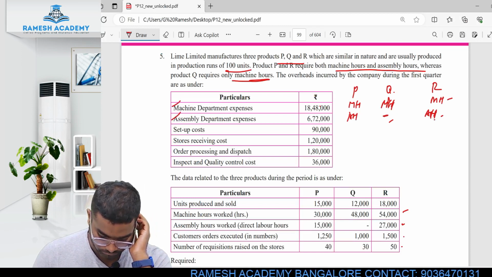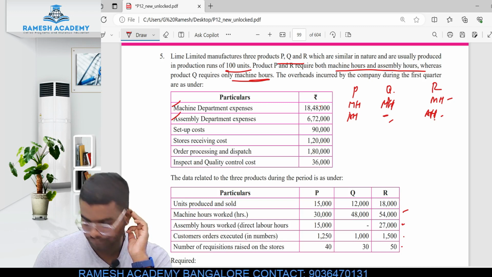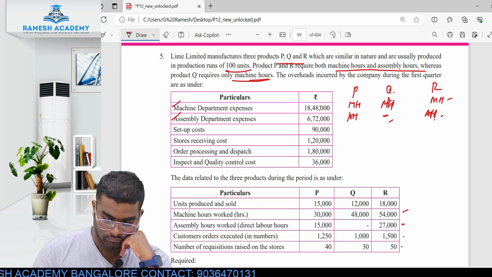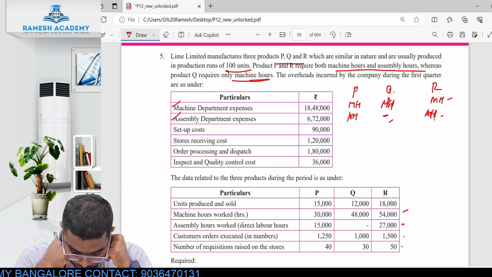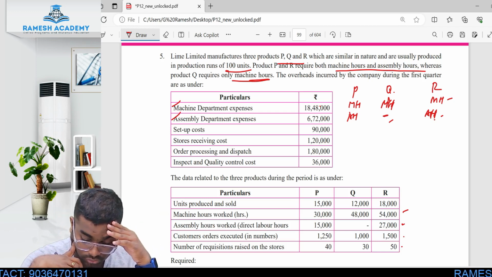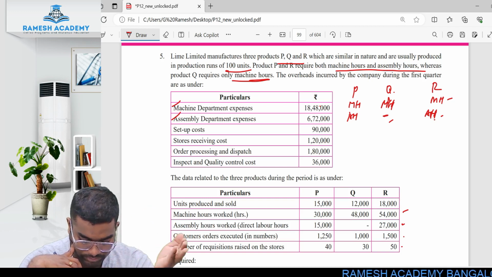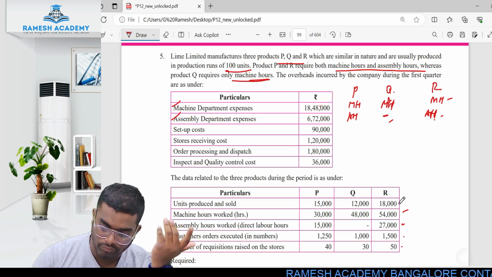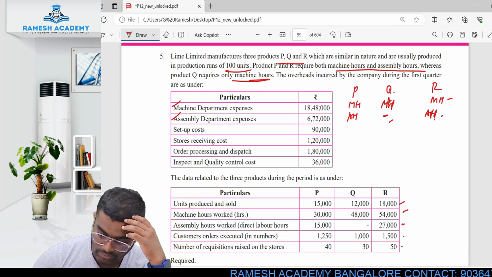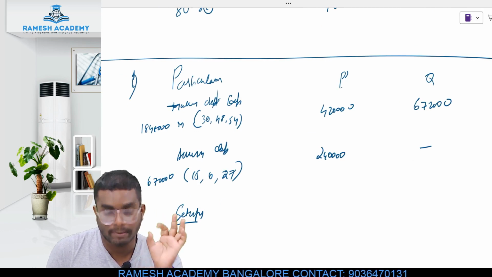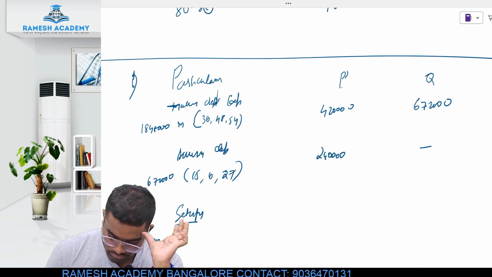Now setups. So setup is 90,000. So what is the cost driver for this? So what can be used? So we don't have the number of setups. So I think we can go with the most appropriate one. Actually it should have been number of setups, but here we don't have setups related information. Then we'll go with the number of units produced and sold itself. So 15, 12 and 18 in the 90,000. Ideally it should have been number of setups. So since it is not there, I'm going with number of units.